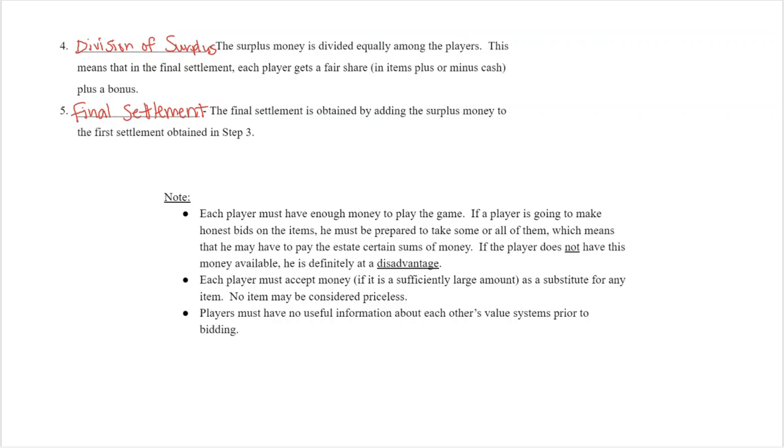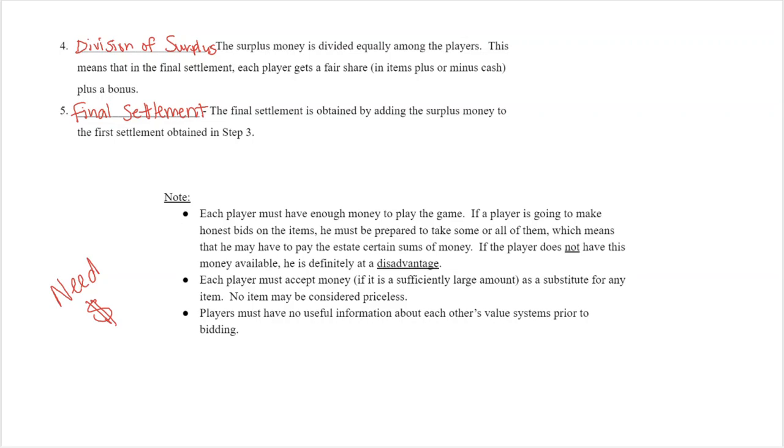Each player must be willing to accept money, and by money I mean cash, as a substitute for an item. No item can be considered priceless. And then the last assumption is that the players have no useful information about other people's value systems until all of the bids have been written down. The main thing is you need cash.